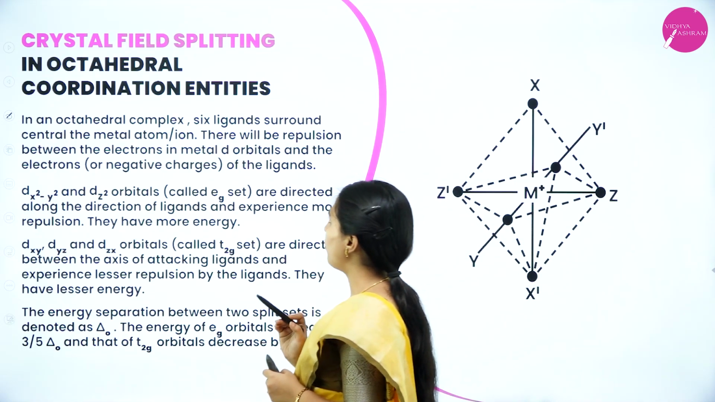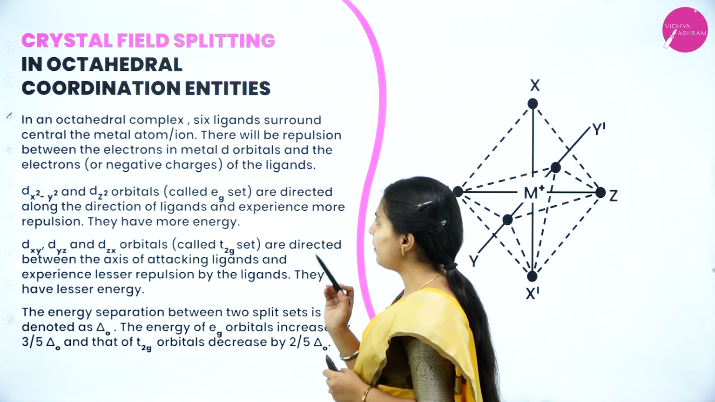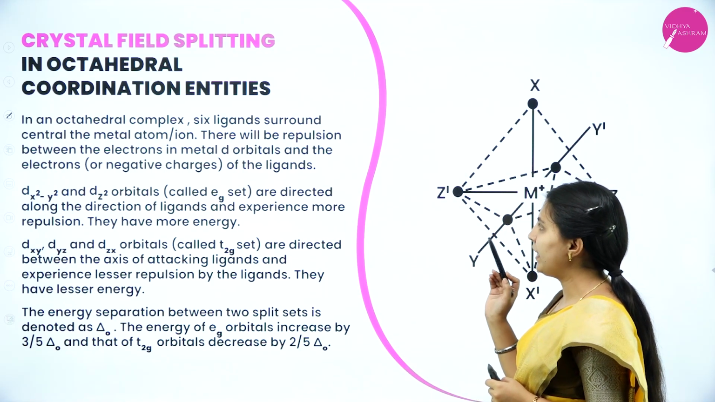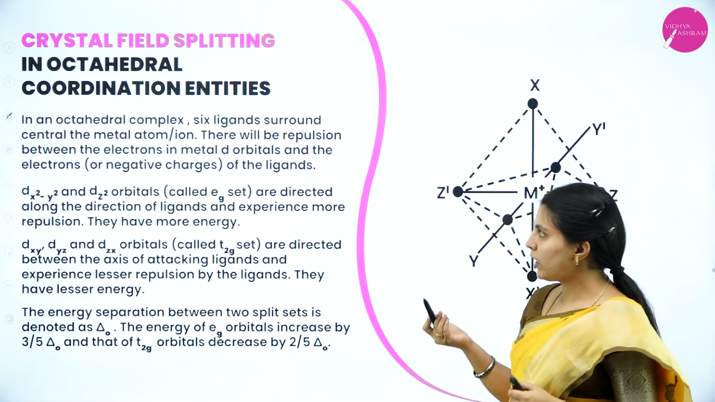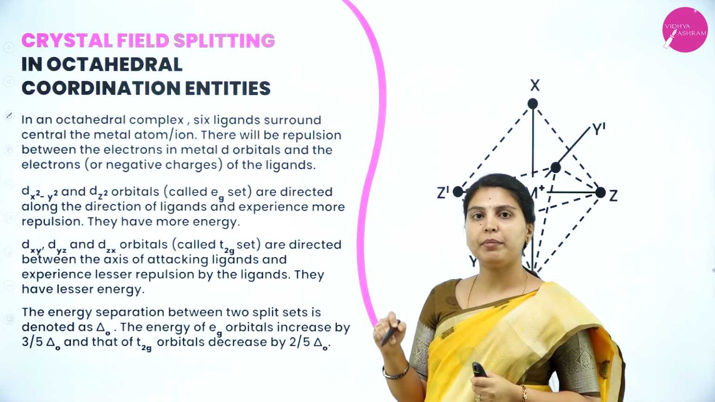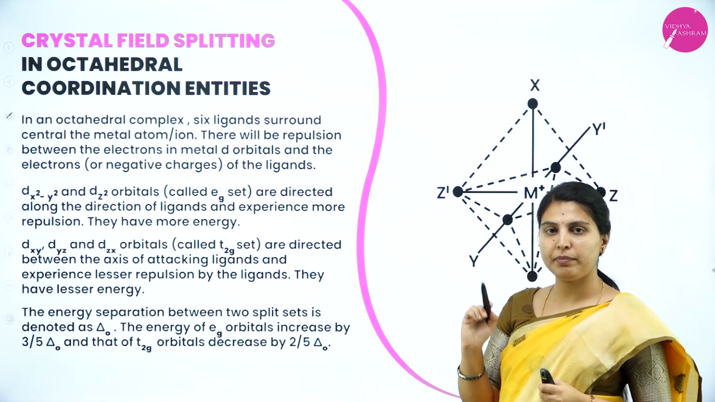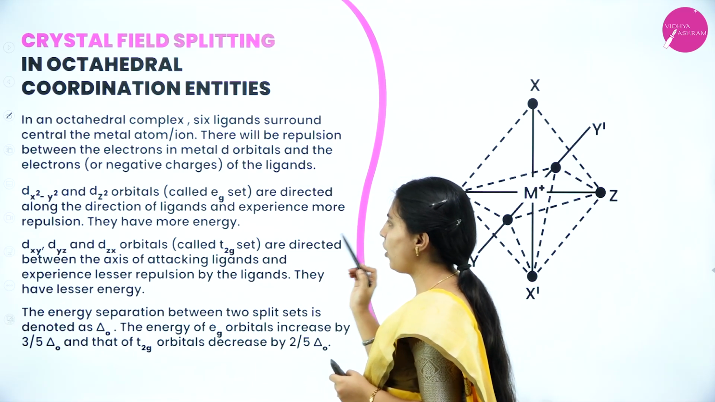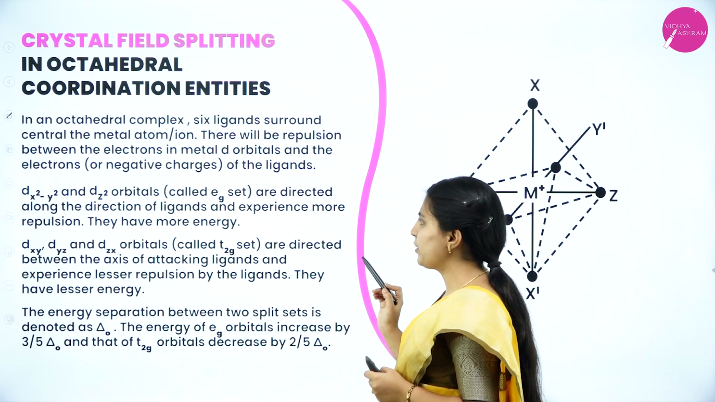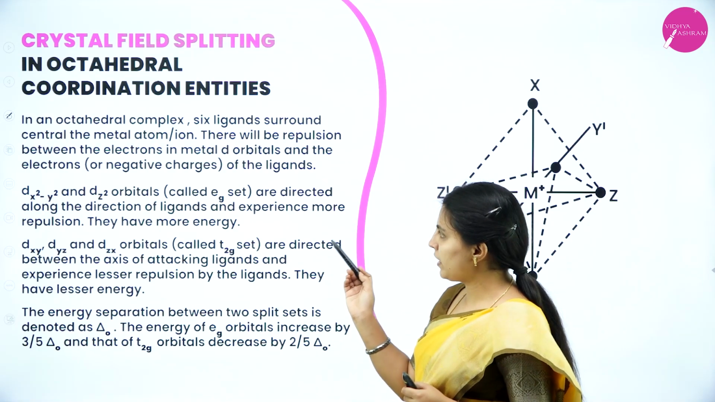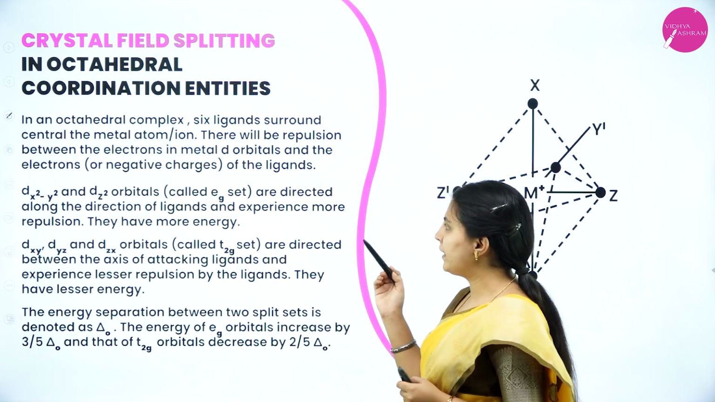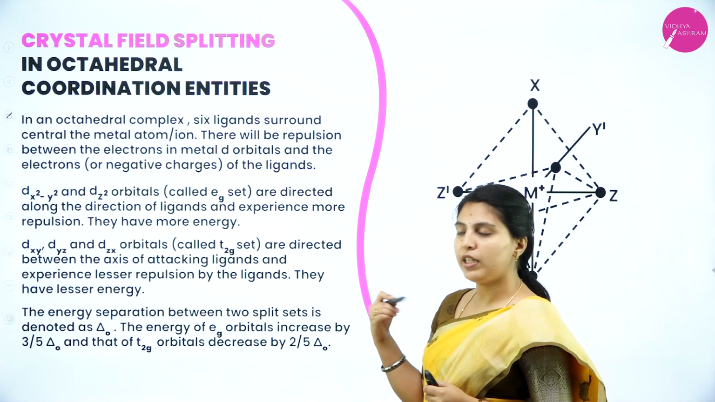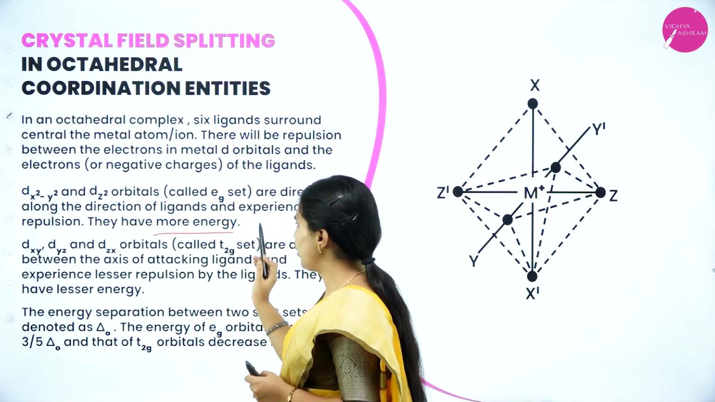In an octahedral complex, 6 ligands surround the central metal atom or ion, and there is repulsion between the electrons in the metal d orbitals and the electrons of the ligands. The dx square minus y square and dz square orbitals are directed along the direction of the ligands and experience more repulsion, so they have more energy.